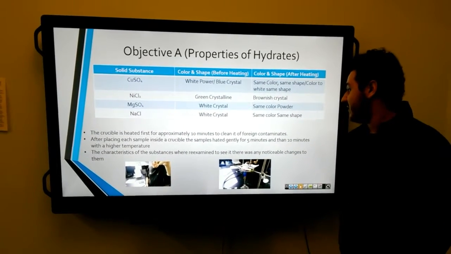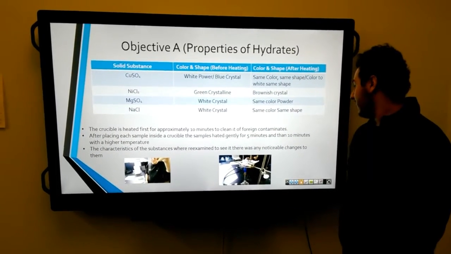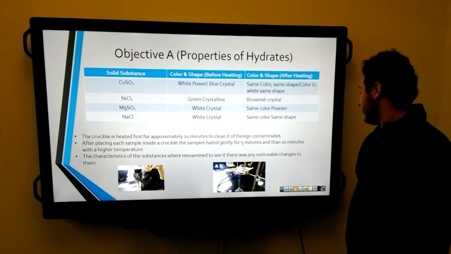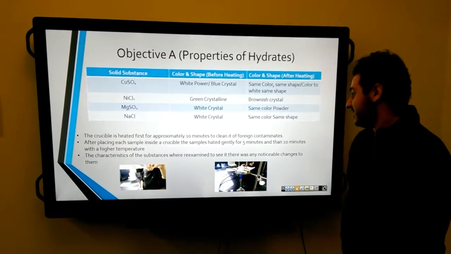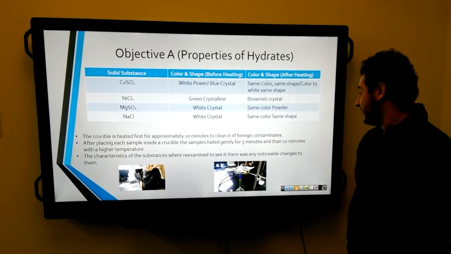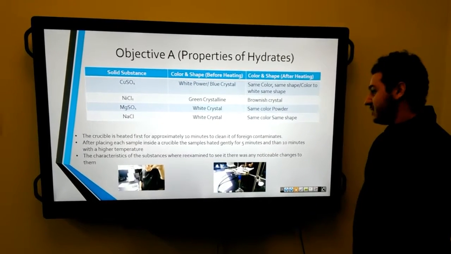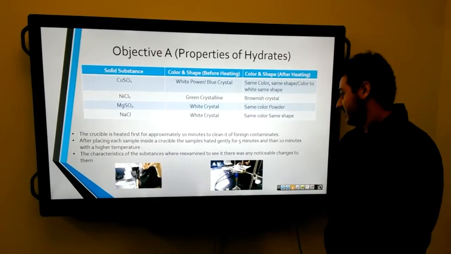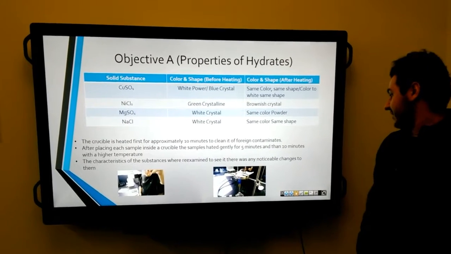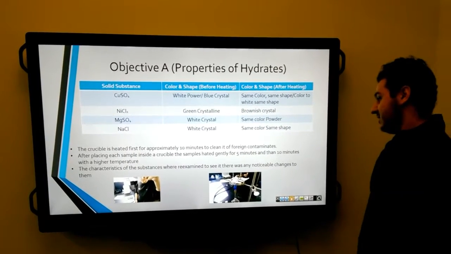The crucible was heated first for approximately 10 minutes to clean off foreign contaminants. After placing each sample inside a crucible, the samples were heated gently for 5 minutes and then 10 minutes with a higher temperature. The characteristics of the substances were re-examined to see if there were any noticeable changes to them.